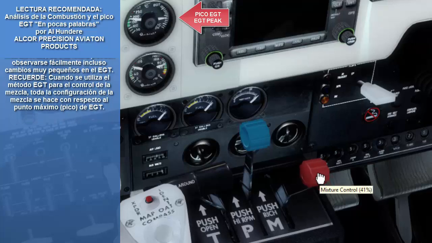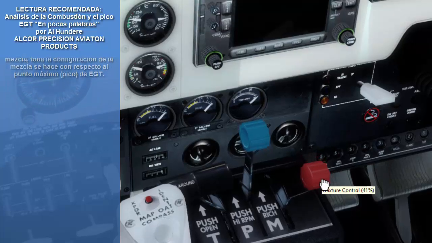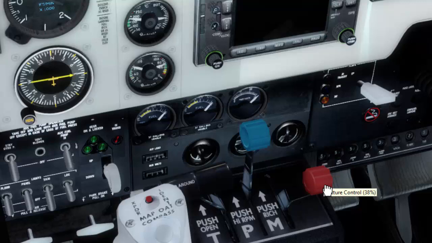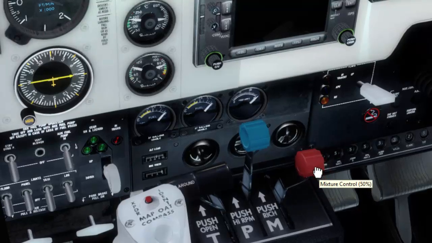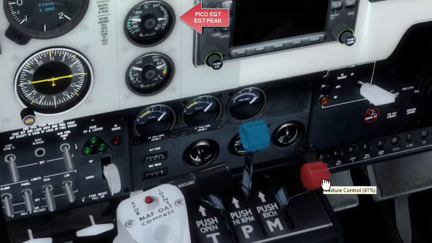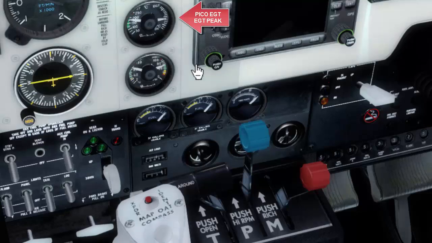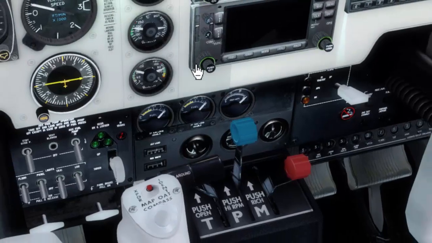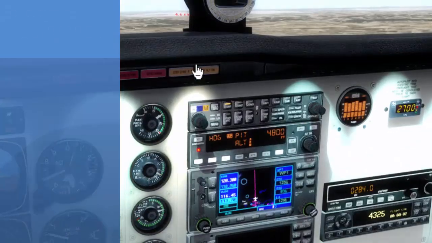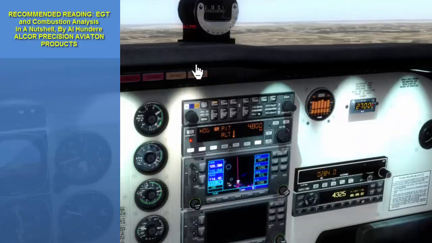It's a very nice document that tells you what the EGT peak is, but the goal is that in that gauge you see there that says EGT, you move the red lever forward or backward until you put that needle in its highest position, okay. So that is the goal of calculating the EGT peak: put that needle in the highest position.